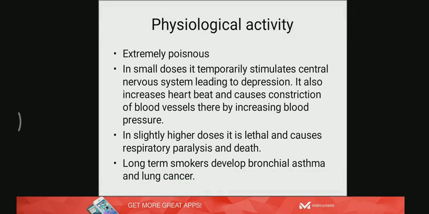Now what is the physiological activity? That's very important. Extremely poisonous, as you know, tobacco. In small doses it temporarily stimulates the central nervous system, leading to depression. It also increases heartbeat and causes constriction of blood vessels, thereby increasing blood pressure also. In slightly higher doses it is lethal and causes respiratory paralysis and death. Long-term smokers or chain smokers develop bronchial asthma and even lung cancer. So nicotine is a very toxic alkaloid.